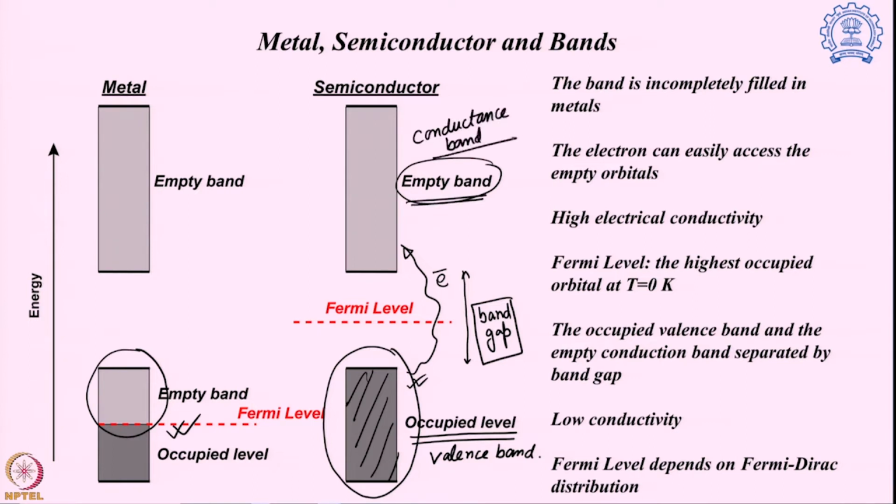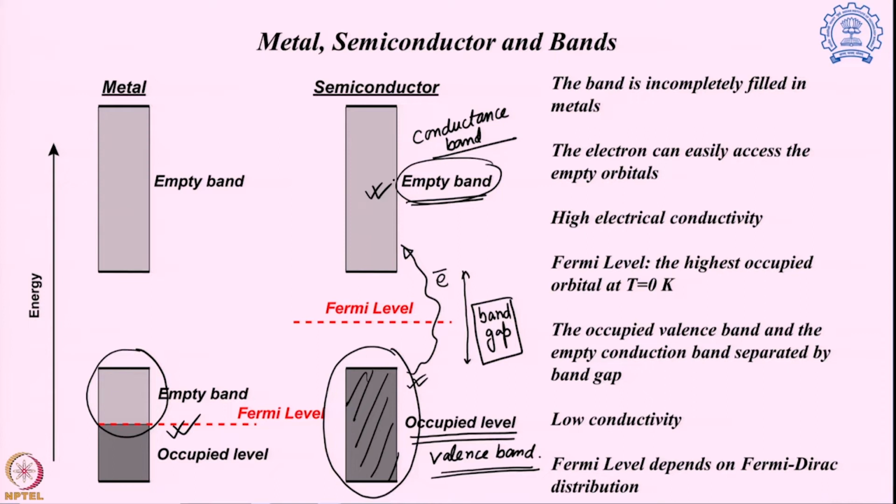The logic behind this particular naming, valence band, means it is actually formed from the valence electrons. So that is why it is called the valence band. And an electron, if it can go to this particular high energy band, only then can it show conductivity. So it is known as the conduction band. So that is the basic difference between metal and semiconductor with respect to the bands.